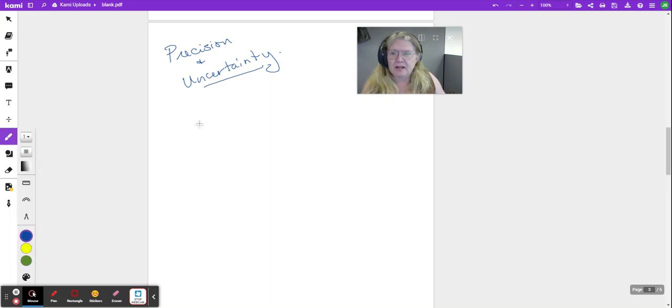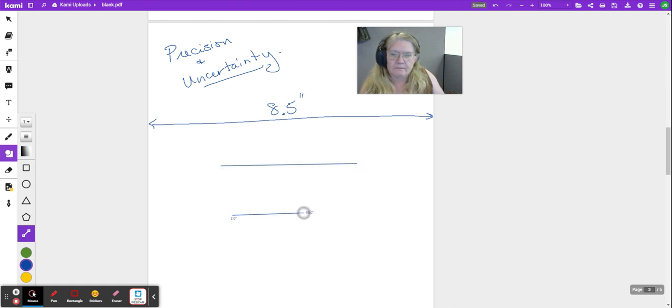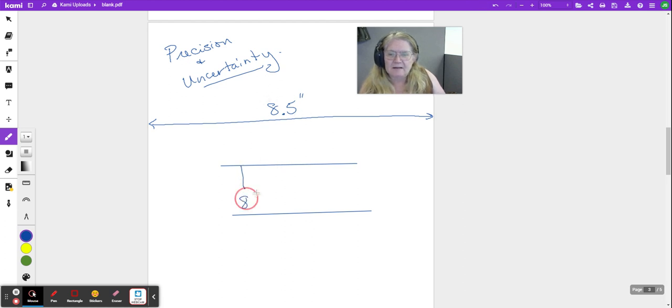Next up is precision and uncertainty. Let's go back to this idea of how wide this page is. Presumably, if we grabbed a measuring tape and measured that, and I'm going to try and draw that measuring tape, we get 8.5 inches. So let's say this is 8, and here's 9.